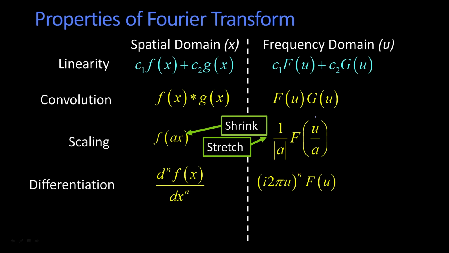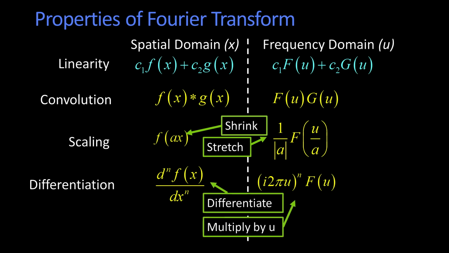One last one to look at, and we're not going to use this much, but I wanted you to see this, is when you take the derivative of a function, so this is some nth derivative, you multiply its Fourier transform by a function that's proportional to the frequency. So suppose n was just 1, you're taking the first derivative. What that says is that you would be multiplying F of u times u, which means the higher frequencies get accentuated, which was exactly what we saw when we took derivatives.